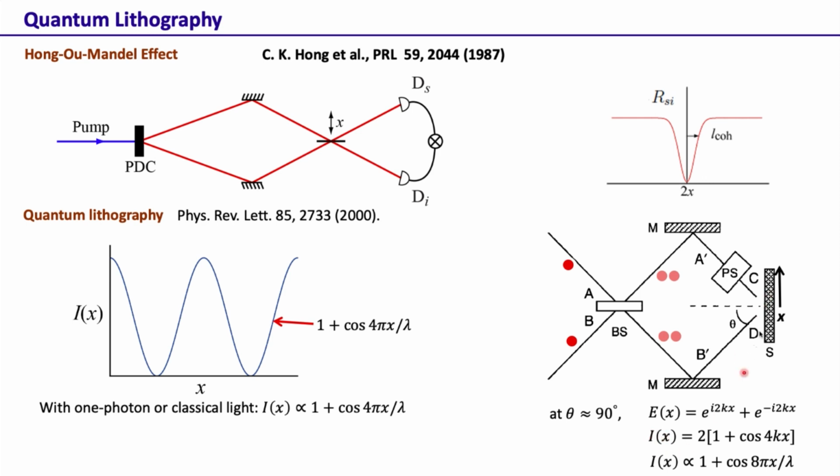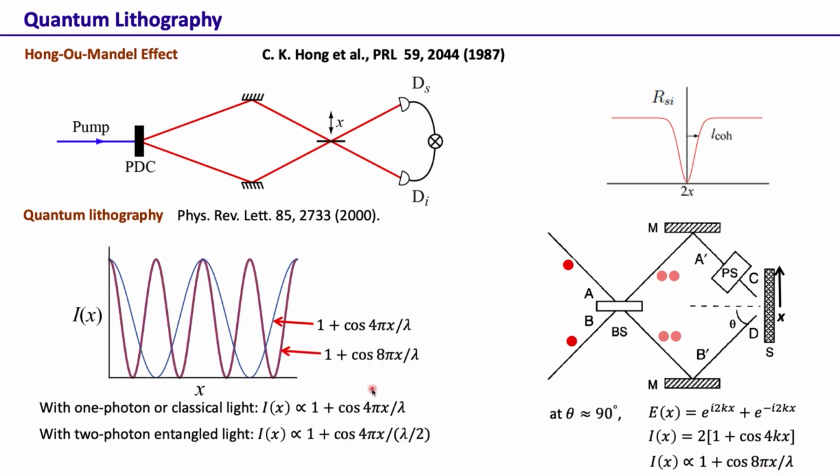So we can no longer call it intensity, but this is two photon absorption probability. And with the two photon absorption probability, the pattern that gets written on this one is 1 plus cosine 8 pi x by lambda. So this 8 pi x by lambda, we can just write as cosine 4 pi x by lambda over 2. So we see, just because we have two photons now, the resolution has increased by 2. That means we can write pattern twice as dense. I think these are twice as fine pattern as what we could do with the other one.